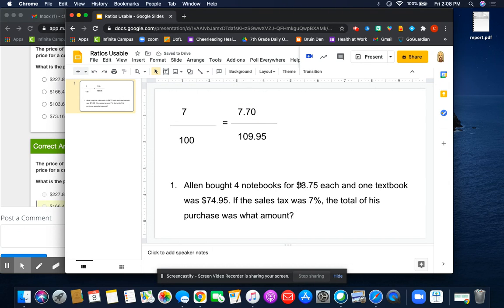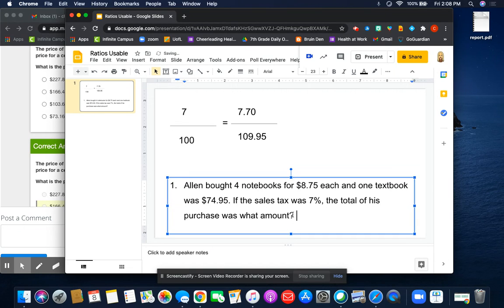You guys should know by now that we add our sales tax to our original cost. So $7.70 plus $109.95. We end up with a total of $117.65.